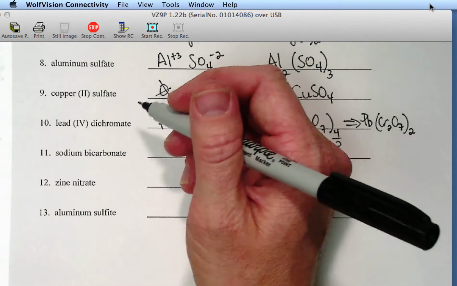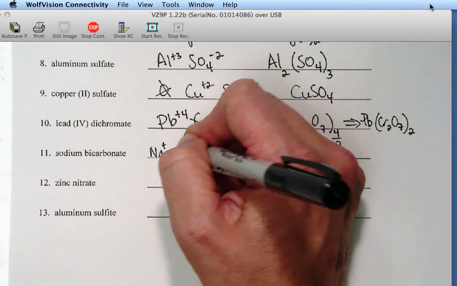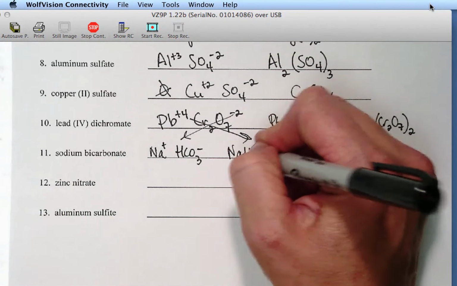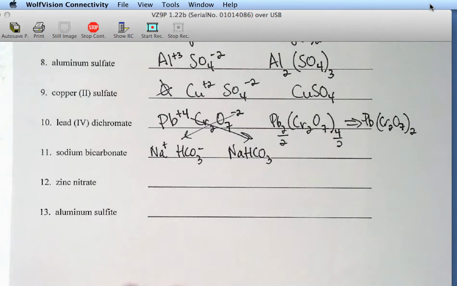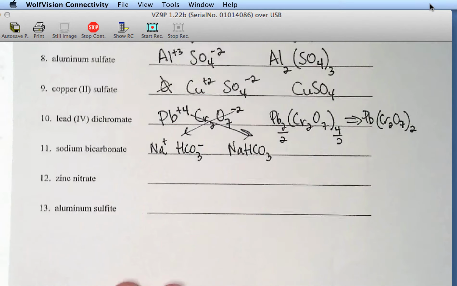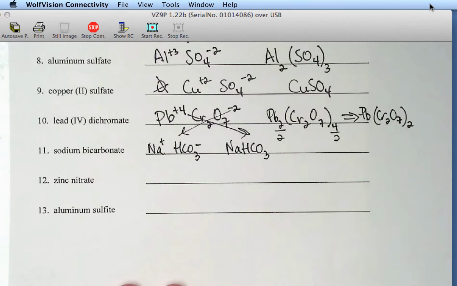Sodium bicarbonate, Na plus HCO3 minus, NaHCO3. So that's sodium bicarbonate is baking soda. So if you were to look on the side of a box of baking soda, it would say sodium bicarbonate.